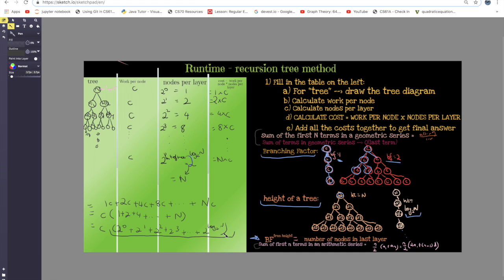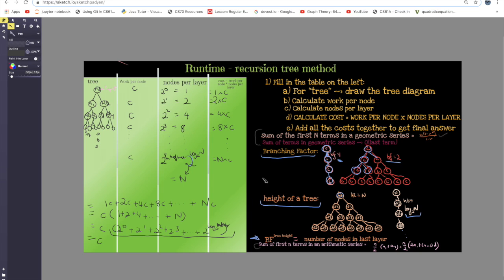We could write out this sum using this formula. So the sum of the first n terms in the geometric series is a into 1 minus r to the power of n over 1 minus r. Right? So this is an important formula. But something I noticed is that the sum of terms in a geometric series is of the order of big O of the last term. So that's a really cool fact.